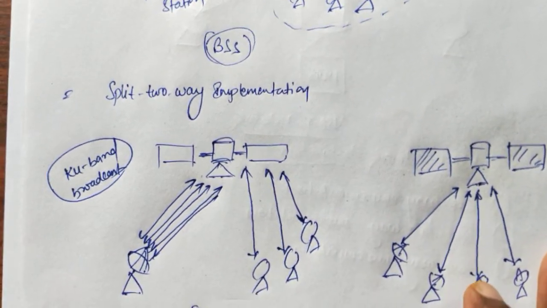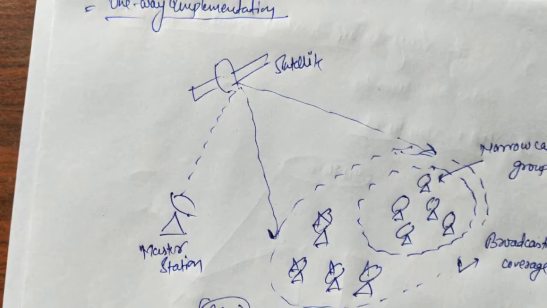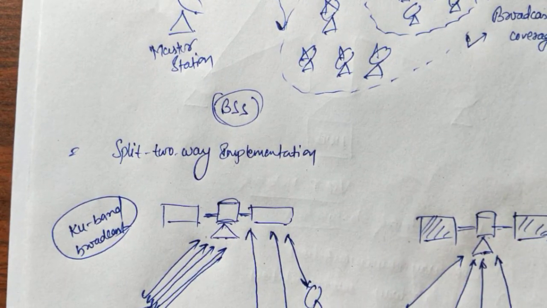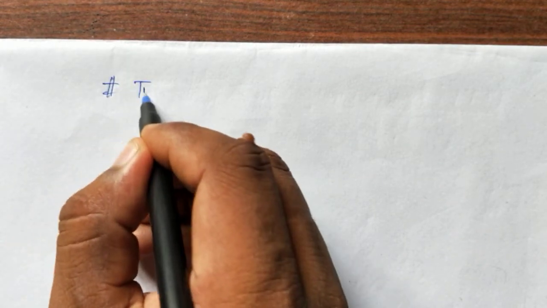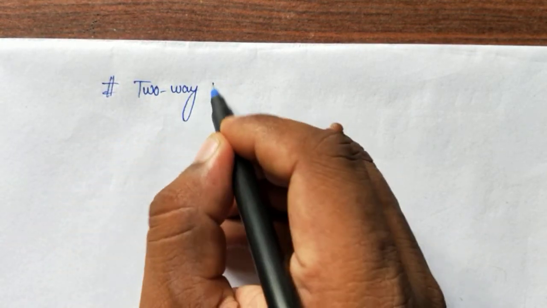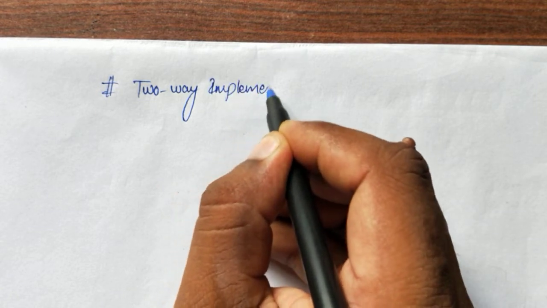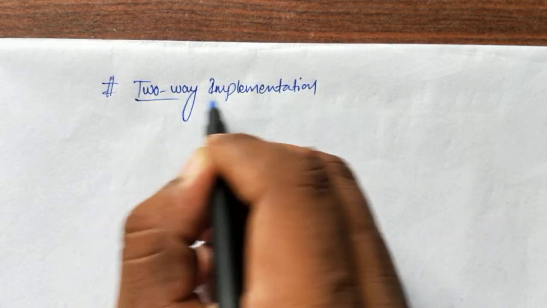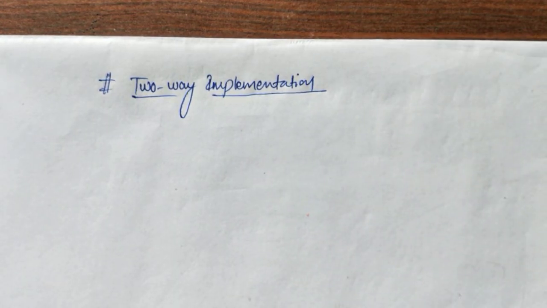From the figure you can differentiate between the one-way implementation and the split two-way implementation. So let's discuss the last one, that is two-way implementation. The service includes a return link so as to establish two-way communication over the same satellite from the hub to the user and from the user back to the hub.